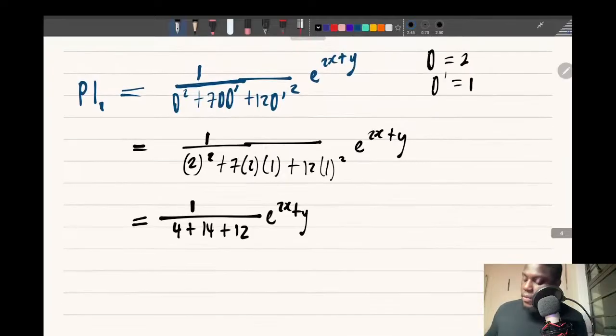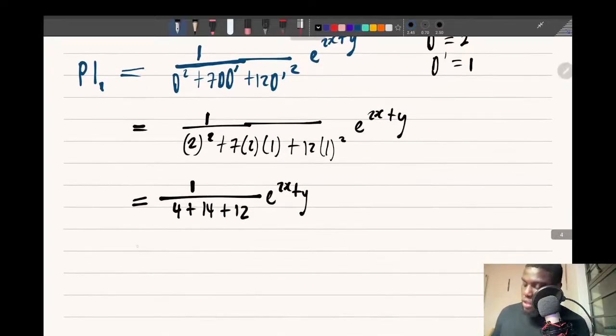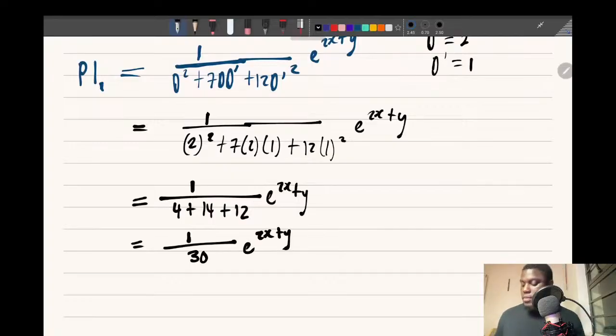Can you see that? Then what are you going to have now? You're going to have it as 1 over 30, and this is e to the 2x plus y. There we go. Is it 30? 18 and 12? Yep. So here we have 1 over 30 e to the 2x plus y. That's the first particular integral.